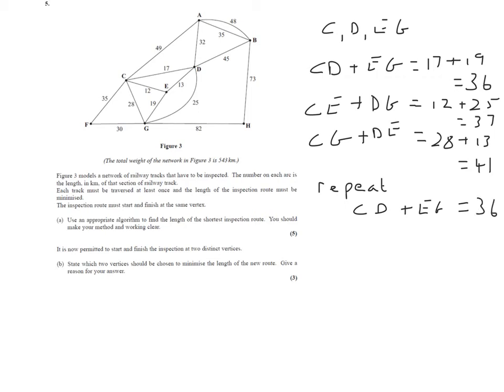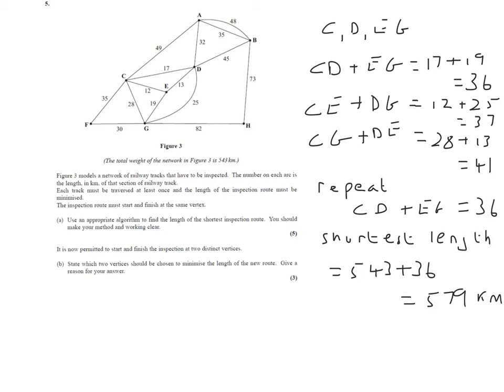The total length of all the railway tracks is 543, there it is. So 543 is going to be the total length, but we're going to repeat CD and EG, 36, so the shortest route is 543 plus 36, which is 579 kilometres. Make sure you put the units in. They do sometimes give a mark, or take a mark off if you don't put the units in. So it's 579 kilometres.